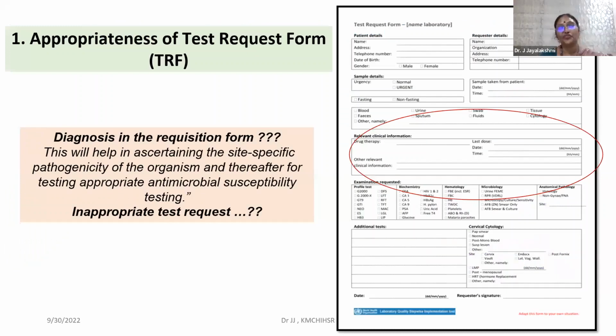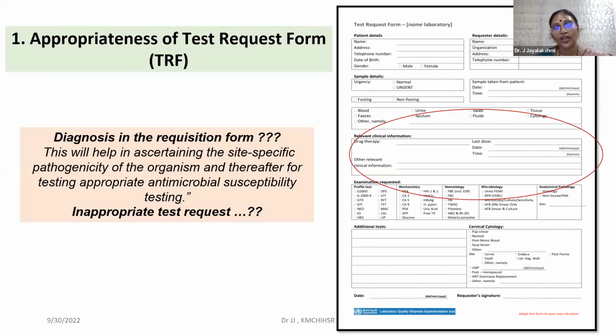So I'm going to take you to the first variable, or the first issue that we would have in pre-examination that I mentioned to you, the appropriateness of the test request form. This is a sample request form by WHO, and I love to put this slide very often, because it is so comprehensive that you can use it and modify it to your own lab requirements by adding your lab details on top.